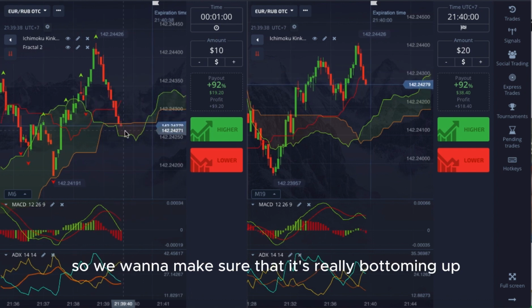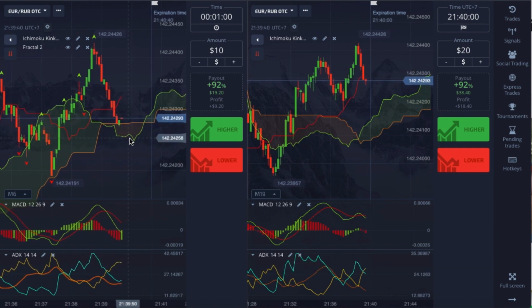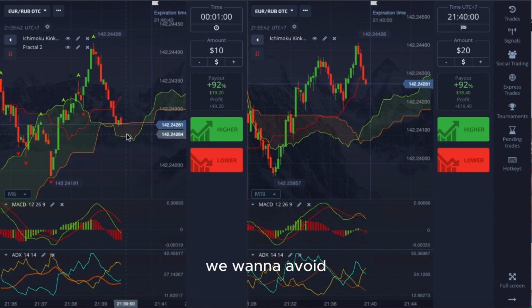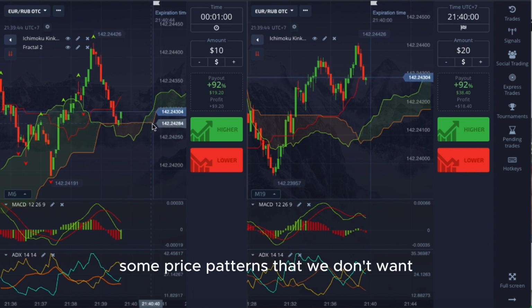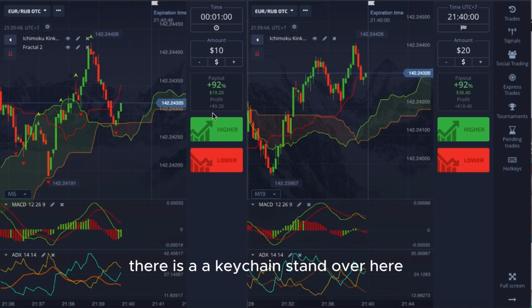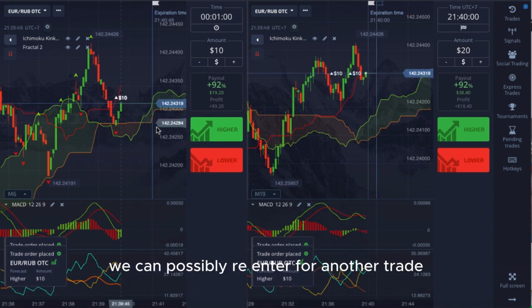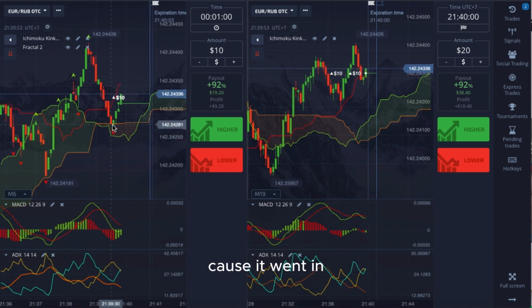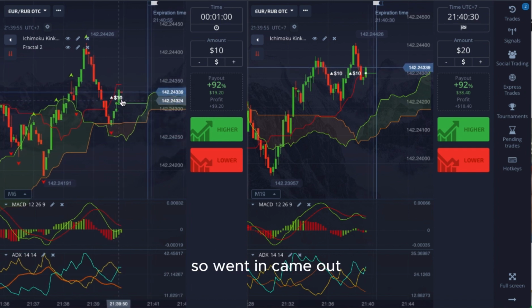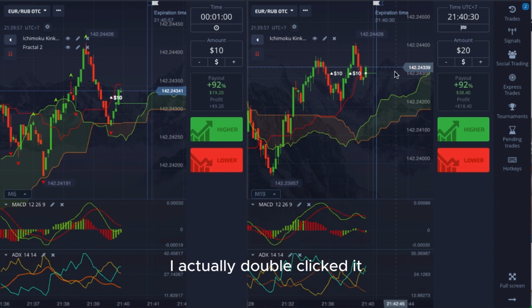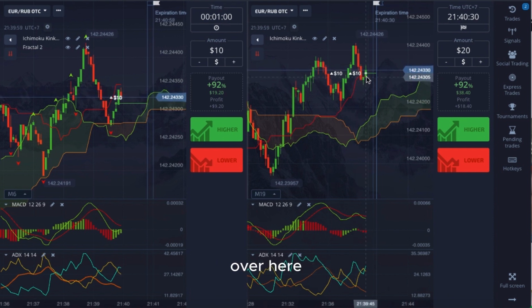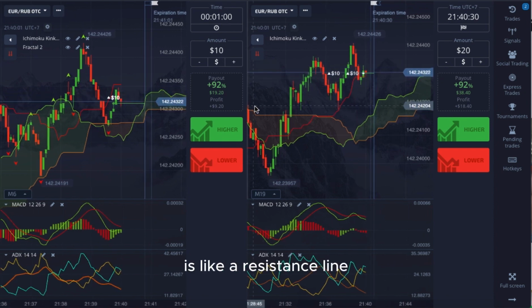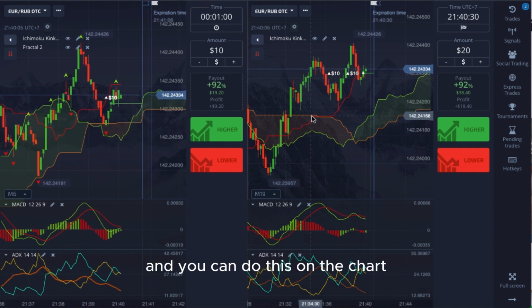We want to make sure that it's really bottoming out. We want to avoid some price patterns that we don't want. There is a Kijun Sen over here, and that means we can possibly re-enter for another trade, because it went in and it came out. I actually double clicked it, and the Kijun Sen over here, the red line, is like a resistance line.